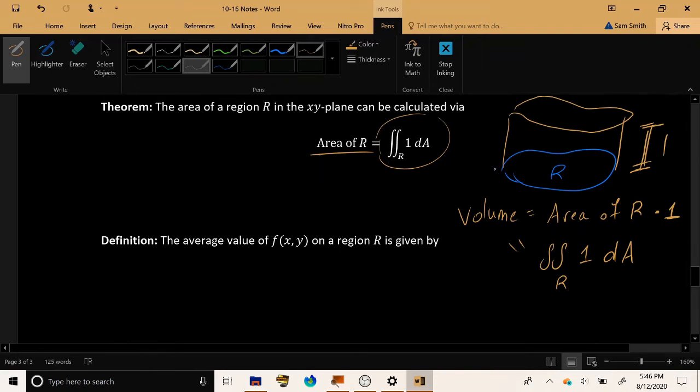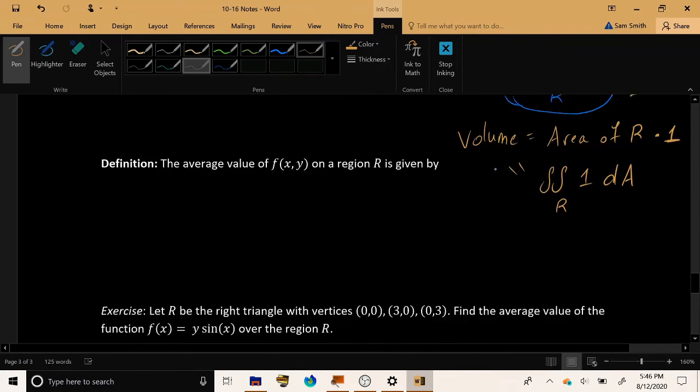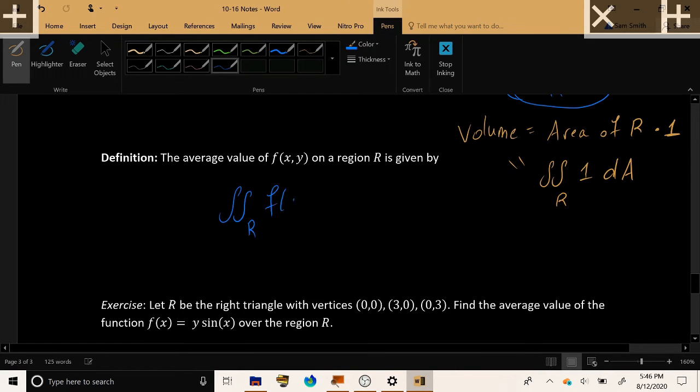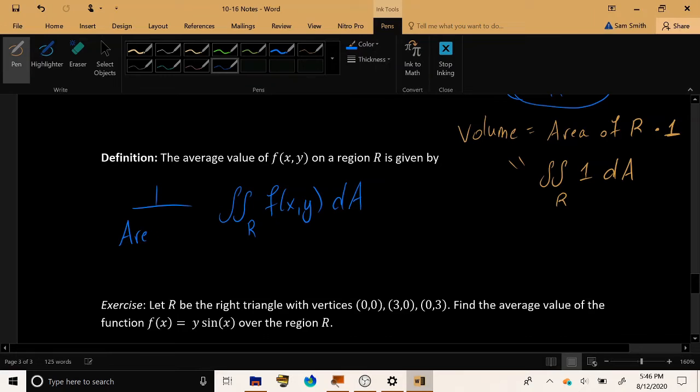Now, here's how we're going to use this calculation. The average value of a function, on average, what kind of outputs are you seeing from this function over the region R? This can be found by calculating the double integral of the function over the region R and then dividing by the area of the region R.